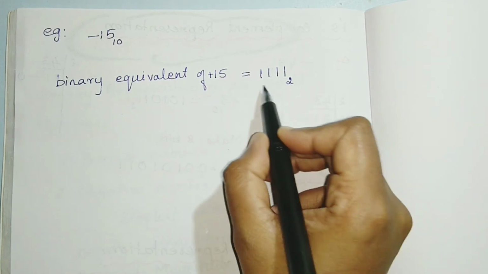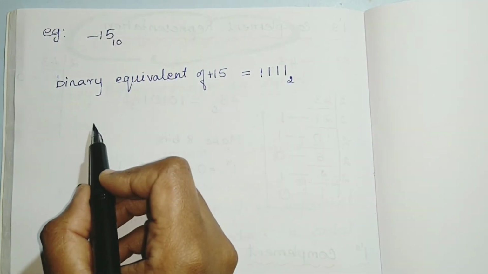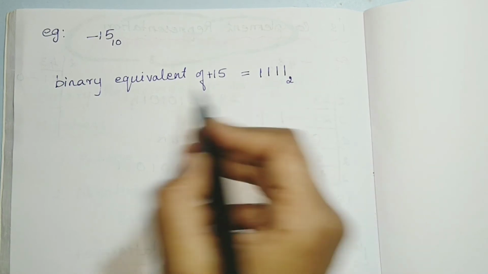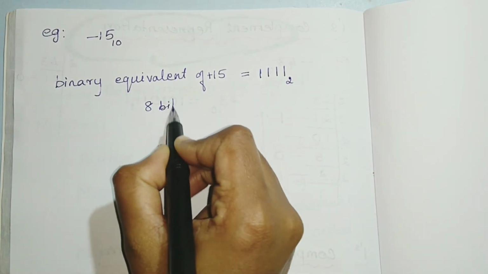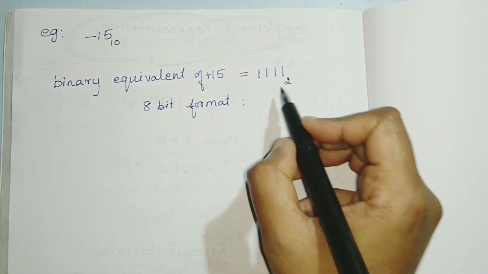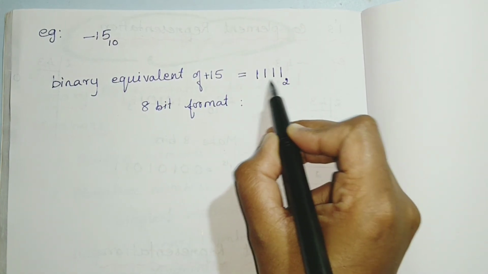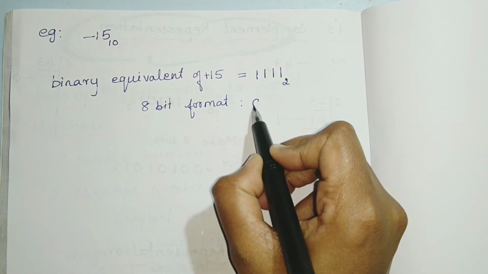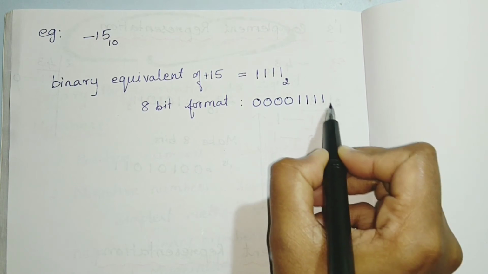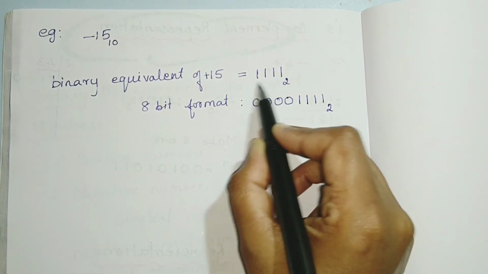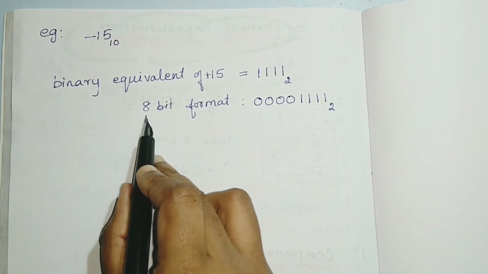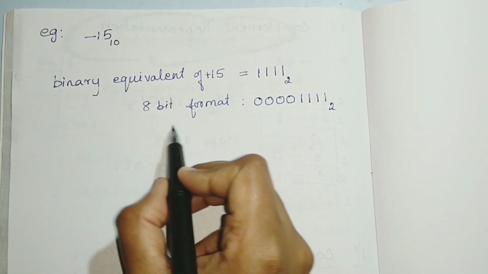Now what do we have to do? Second step, we have to make it 8 bits. So the next line is the 8-bit format. Just add 4 zeros in front of this given number, so the value will not be changed, and then write 4 ones. So this is the 8-bit format of positive 15. So the 8-bit format is over.